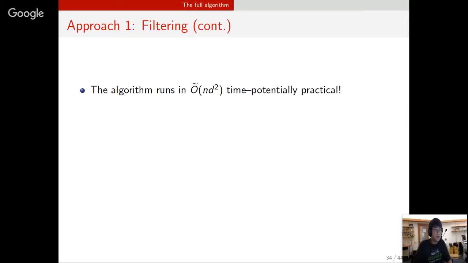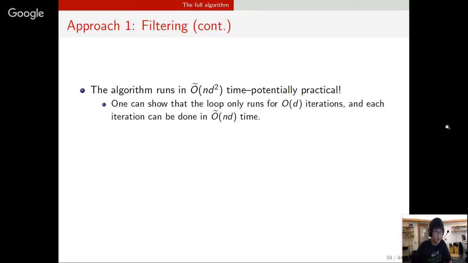So the really nice thing about this algorithm is that it's fast. It runs in O tilde of n d squared time, and this is potentially practical. So recall, n is the number of samples, and each sample is a d-length vector of numbers. So just to read the entire set of samples already takes nd time. And so what we're doing is we're just reading the samples d times. Okay. And this is not obvious from the description I gave previously, but you can show that the while loop will only execute for O of d iterations. And moreover, you can do each iteration in nearly linear time using these approximate PCA techniques.